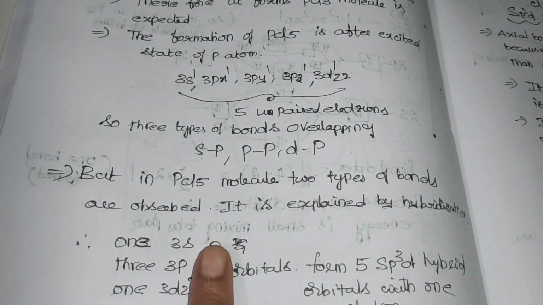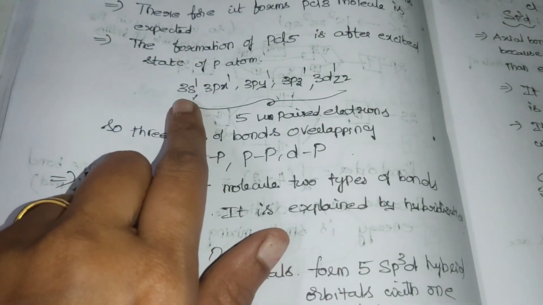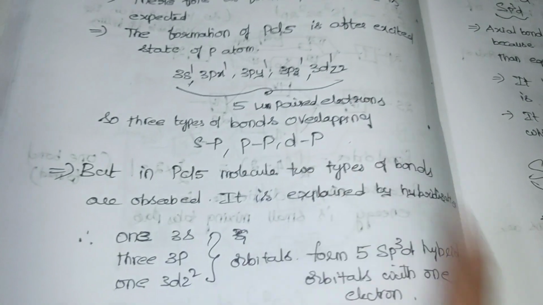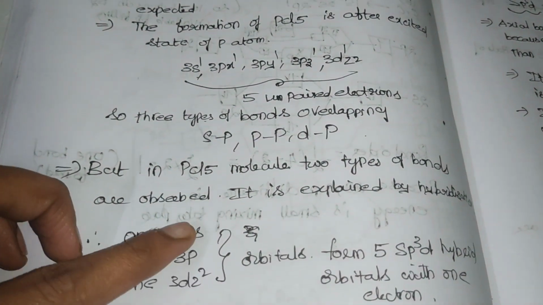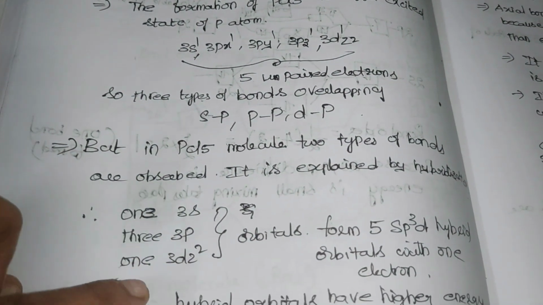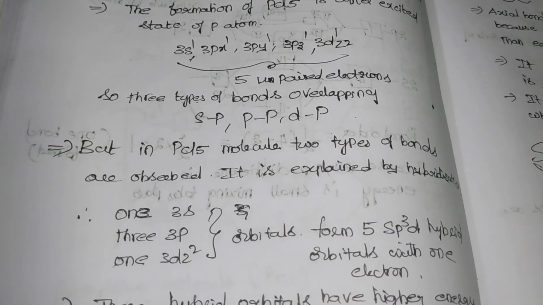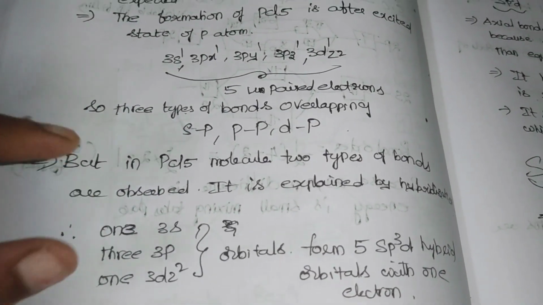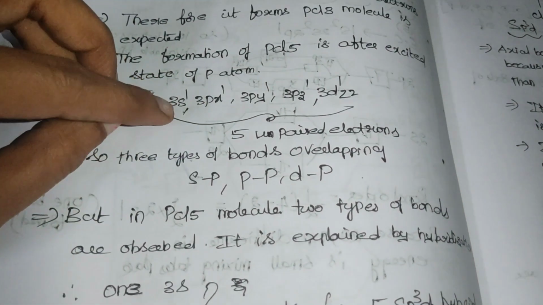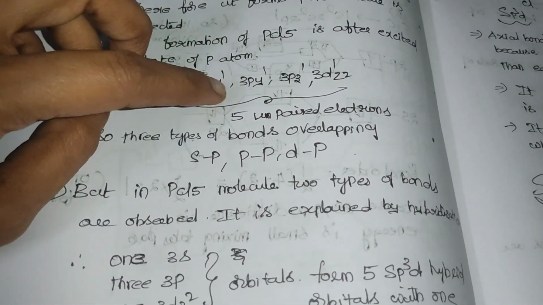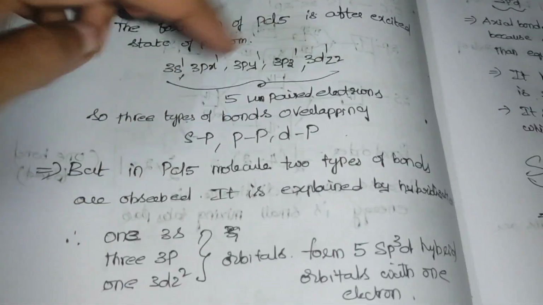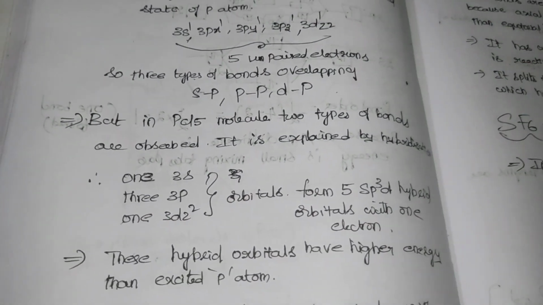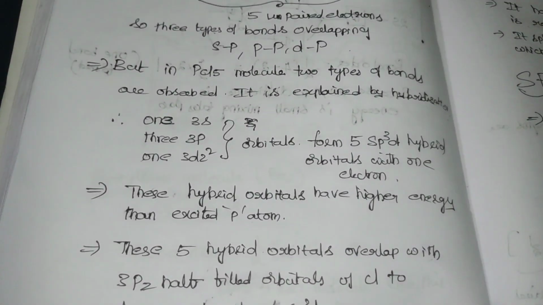We have one 3s, three 3p and one 3d orbital, so we can write sp3d hybrid orbitals with 1 electron each. Like this, we can write the hybridization easily. Just remember how many s electrons: 1, 3 p electrons, and 1 d electron. So sp3d hybridization is formed, and the sp3d hybrid orbitals are formed in this.